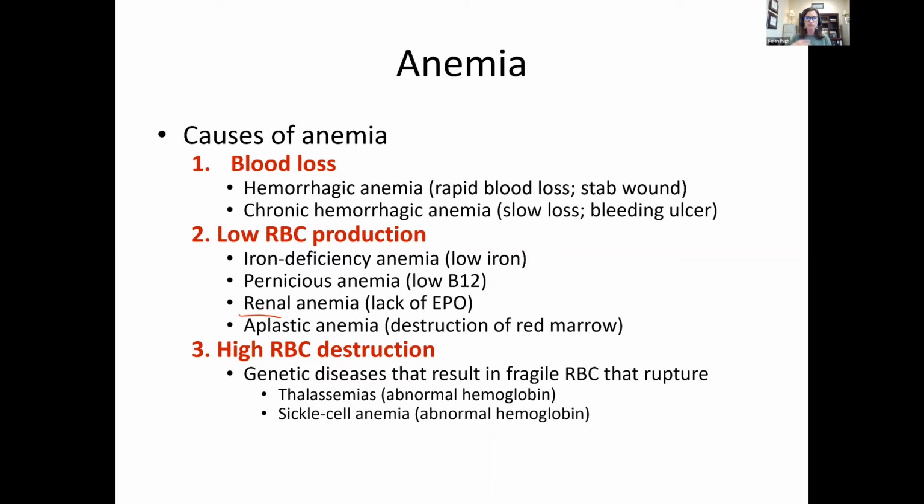So there's two kinds of genetic diseases that I'll mention. Thalassemia, sometimes we call it sea blood. So it's very common in people of Mediterranean ancestry. And sickle cell anemia. Again, these are both genetic disorders. They result in red blood cells that look a little different and are unable to truly carry that oxygen.